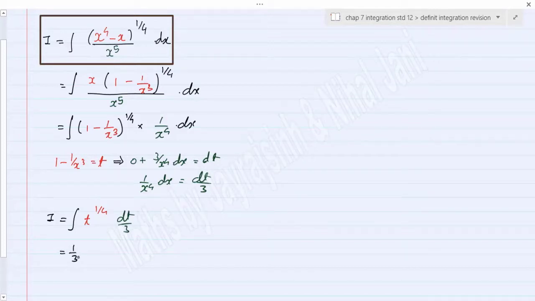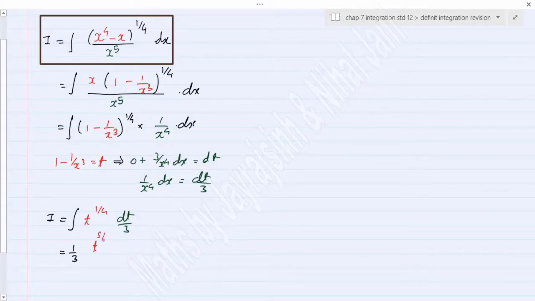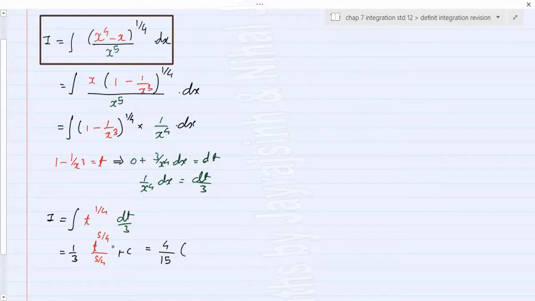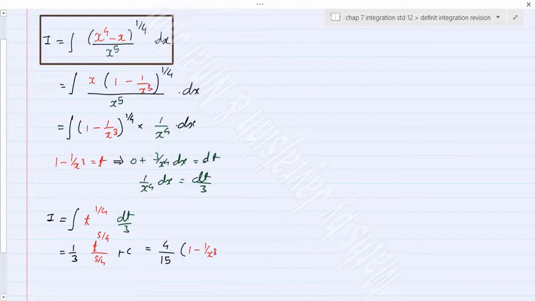This 1 by 3 is constant, take it outside. Integration of t raised to 1 by 4 will be t raised to 5 by 4 upon 5 by 4 plus c. This 1 by 3 into 5 by 4 will become 4 by 15, and to get the final answer, just place the value of t, which is 1 minus 1 upon x cube whole raised to 5 by 4 plus c. Ta-da!